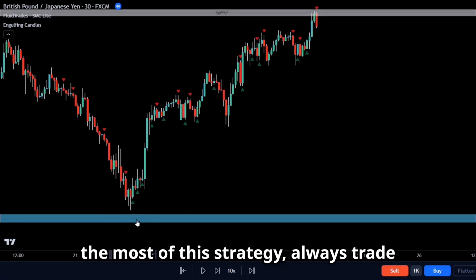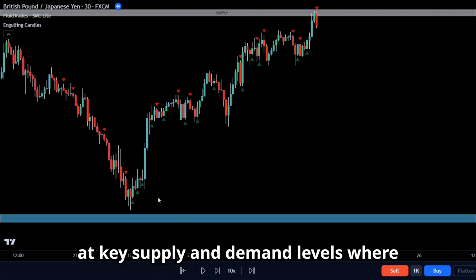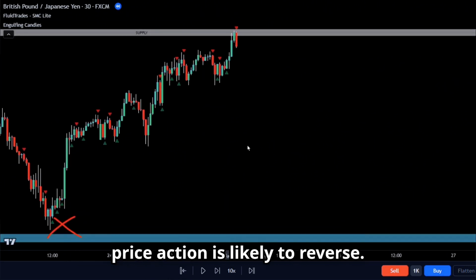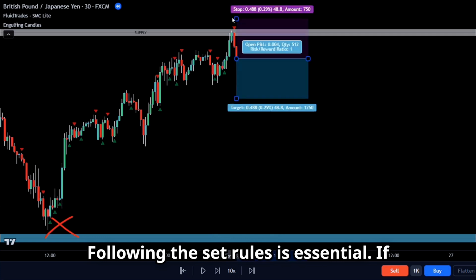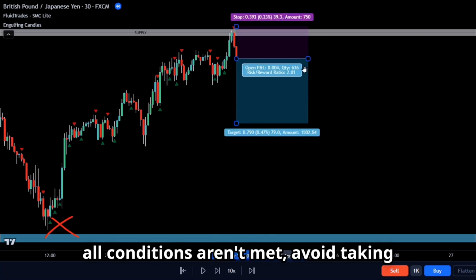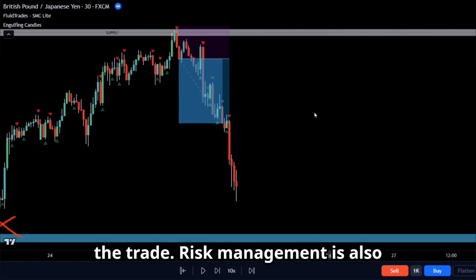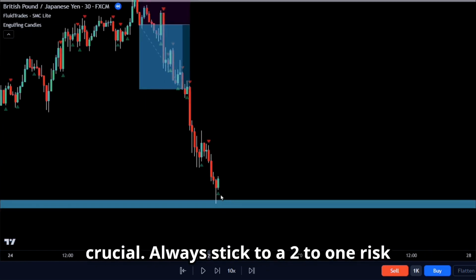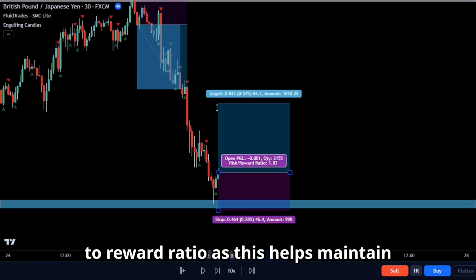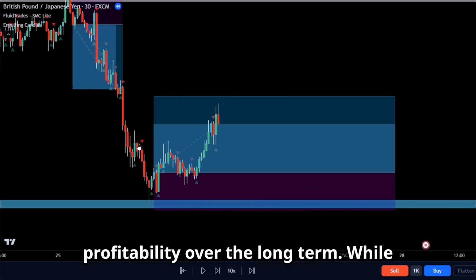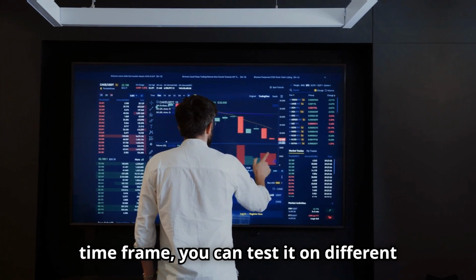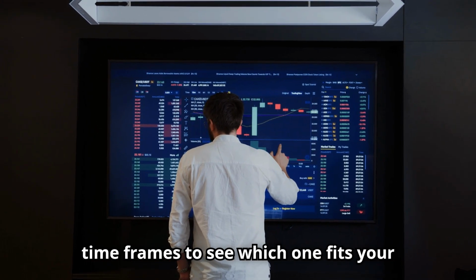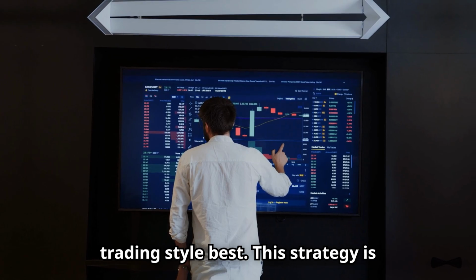To make the most of this strategy, always trade at key supply and demand levels where price action is likely to reverse. Following the set rules is essential. If all conditions aren't met, avoid taking the trade. Risk management is also crucial. Always stick to a 2-to-1 risk-to-reward ratio, as this helps maintain profitability over the long term. While this strategy works well on the 30-minute time frame, you can test it on different time frames to see which one fits your trading style best.